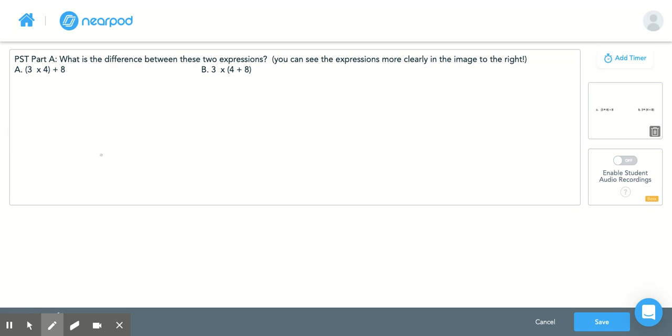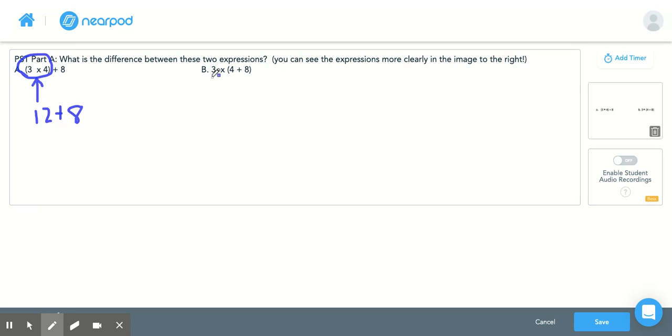The difference between these expressions is what is done first. So of course the parentheses tell us what is done first. So in expression A, first we need to find the product of 3 and 4, which is 12, before we add 8 to it. The parentheses tell us that the product needs to be determined first.